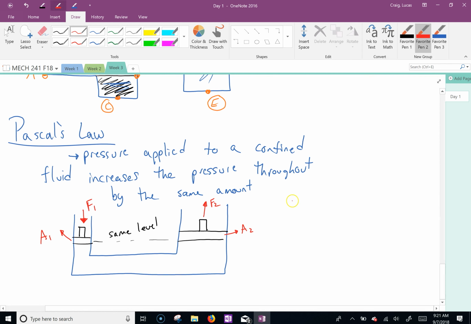Might as well put this in here. Go ahead and write that, and we'll talk about it. Then we'll get to the practice problems.